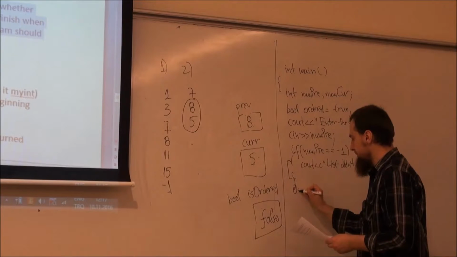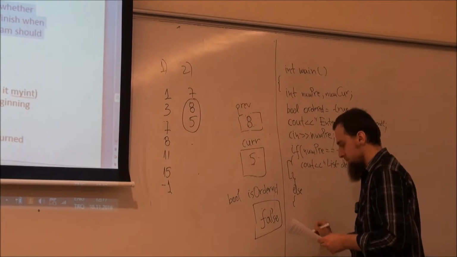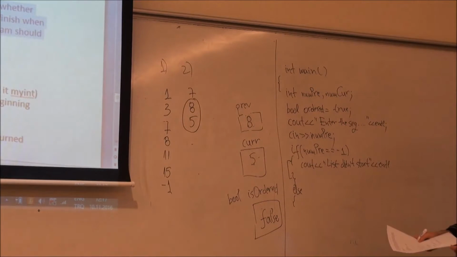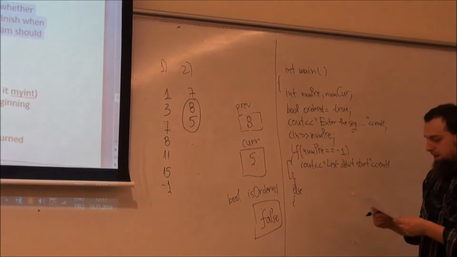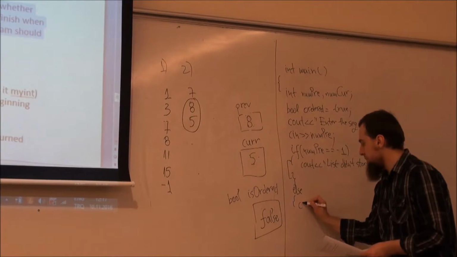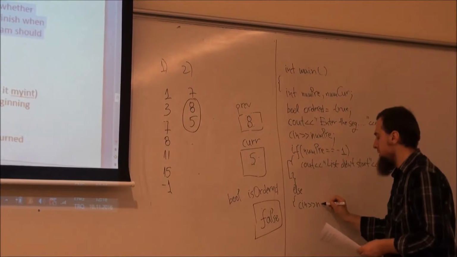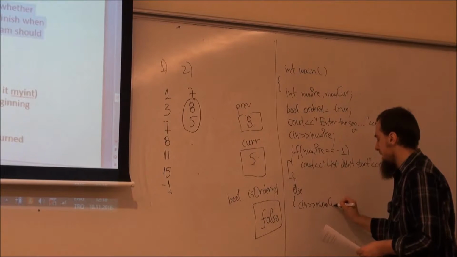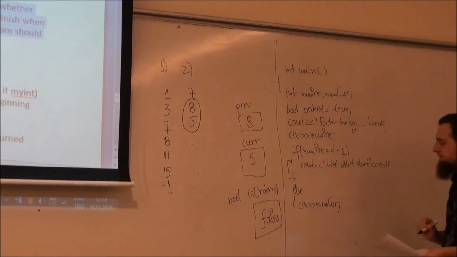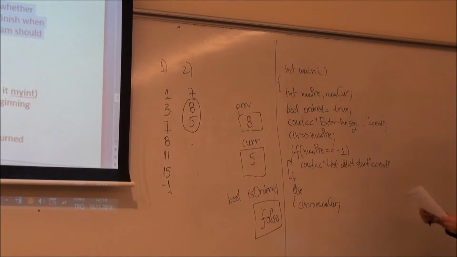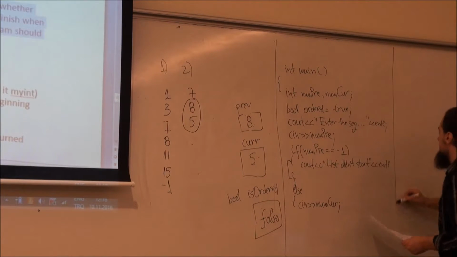Else. If the first number is not -1, then what do we have? I'm reading numbers one by one. Now I'm reading the second number, which is going to be our current number. And this while loop is the most important here. That's why I'm going to write it here. So I'm continuing here with the code.